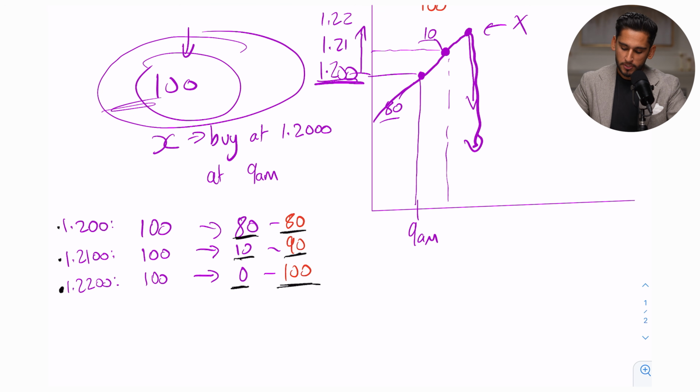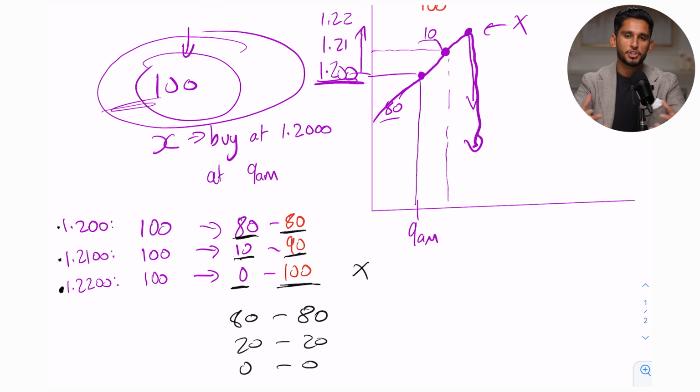So this is not an efficient market, because ideally it would be 80 goes to 80, 20 goes to 20, and then 0 goes to 0. And that would be an efficient market where the auction is complete inefficiency. But the reality is the market doesn't move like this, which is why a liquidity-driven market will have manipulations.